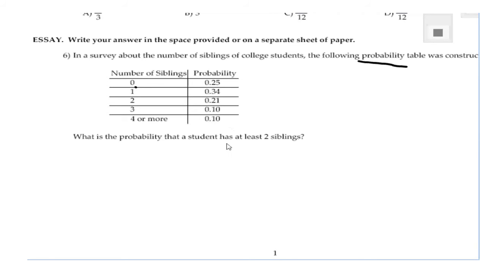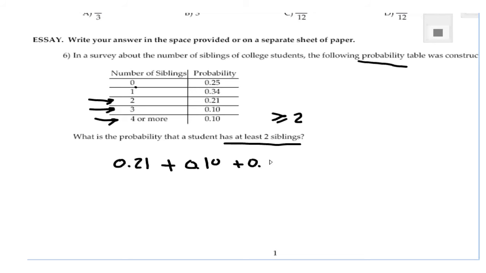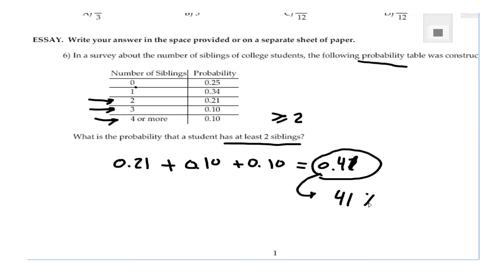I wanted to find the probability that it has at least 2. When I have at least 2, it means greater than or equal to 2: 2, 3, and 4. So I'm going to add the probability of having 2, which is 0.21, and the probability of having 3, which is 0.10, plus the probability of having 4, which is 0.10, which is equal to 0.41. I don't have to divide or find the total number. It's 0.41. If I wanted to find it as a percentage, it's 41% by multiplying by 100.